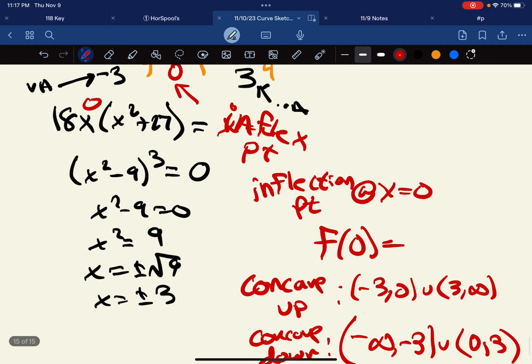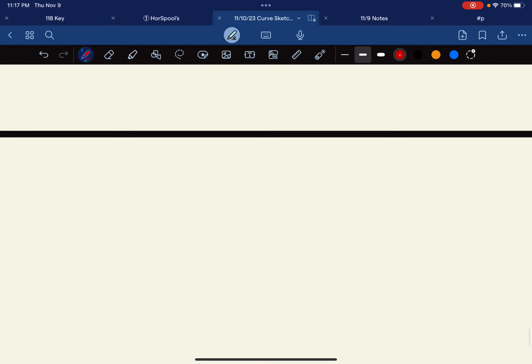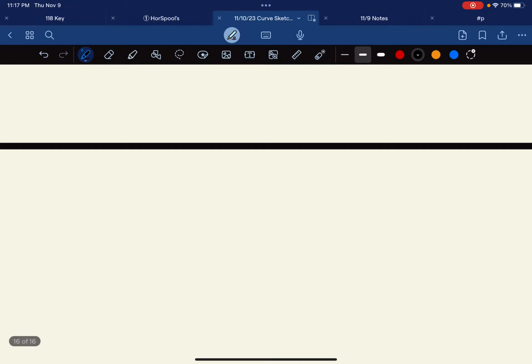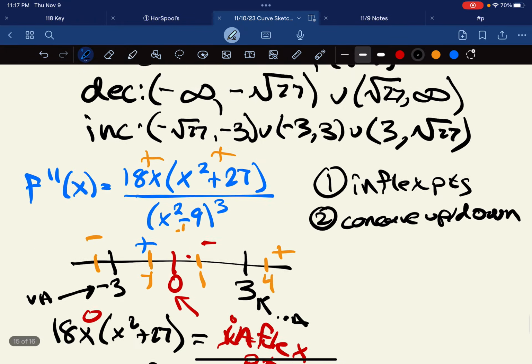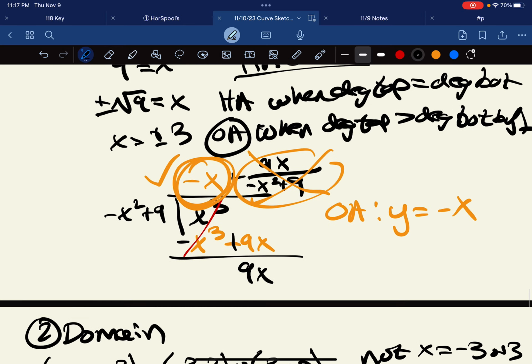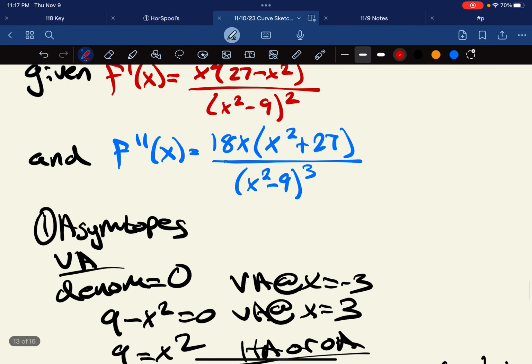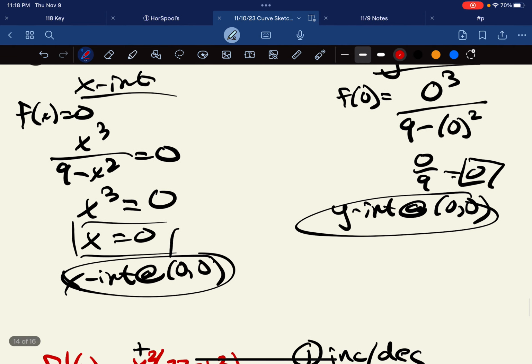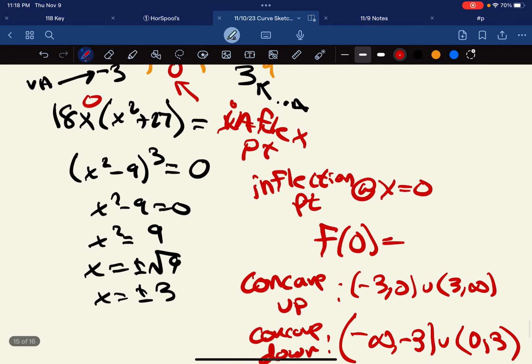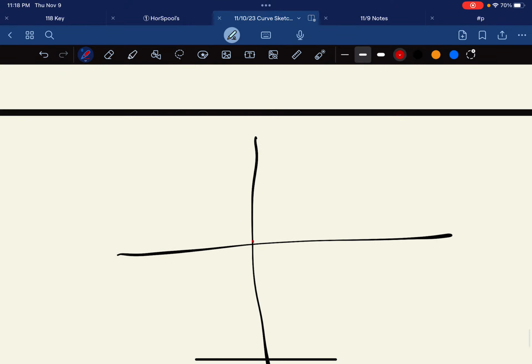Okay, so we got our concave up, we got our concave down, we got our inflection points, and we got all our base stuff. So let's construct our graph. This is the last part. So I like to always start with my intercepts. So our only intercept is going to be 0, 0, which is also, funnily enough, going to be our inflection point.